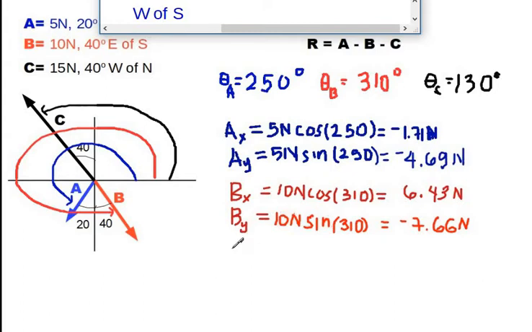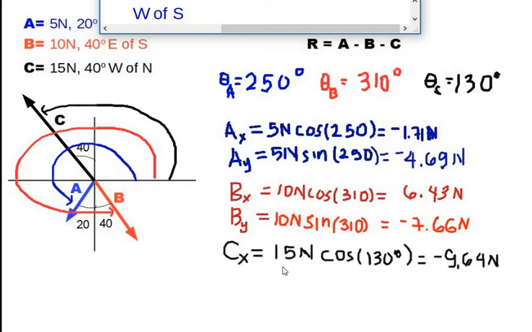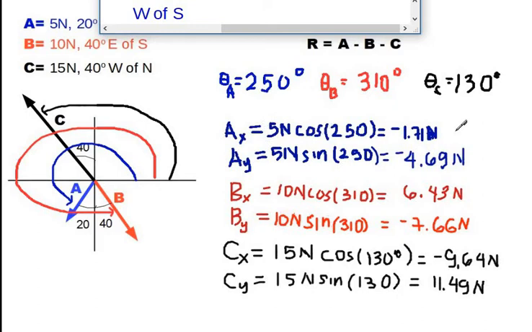And lastly, atong kuhaon ang X ug Y components sa atong vector C. Cx, this is equal to 15 Newton cosine of 130 degrees. And the approximate value is negative 9.64 Newton. And ang Cy is just equal to 15 Newton sine of 130 degrees. And the approximate value is 11.49 Newton. Okay, so nakuha na nato ang lahi-lahi nga components sa atong vector A, B, and C.